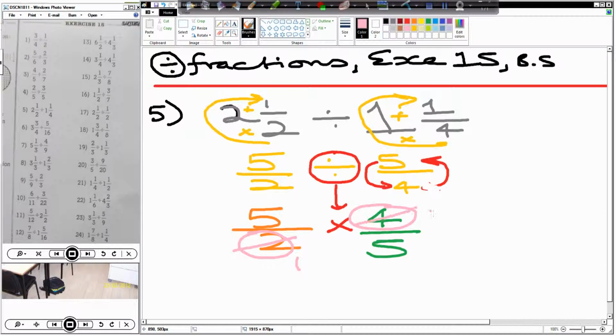4 divided by 2 is 2. So we're dividing by the highest common factor, which is the biggest number that will divide into 2 and 4, which is 2. Now, let's pick the other diagonal. Let's see if we can cancel in this diagonal.